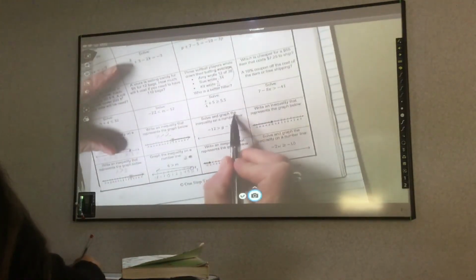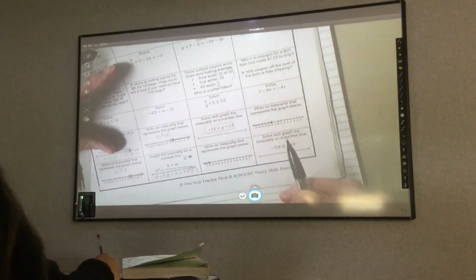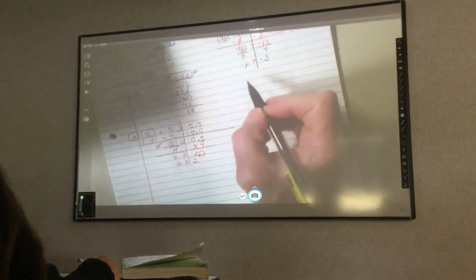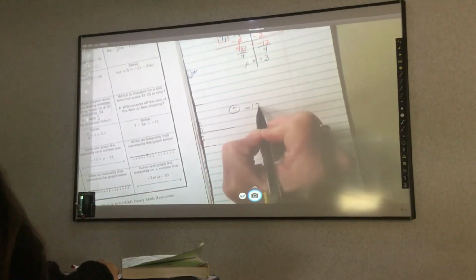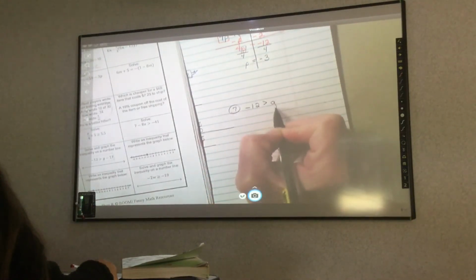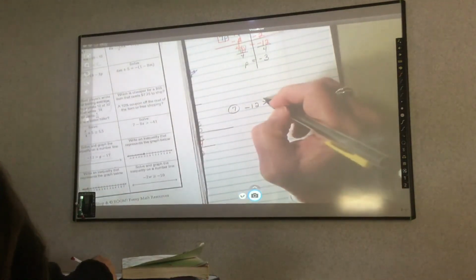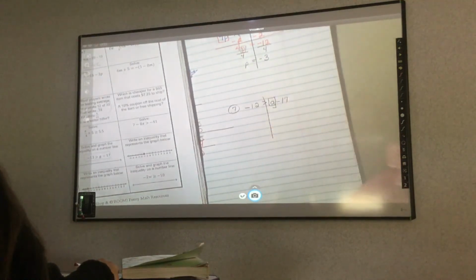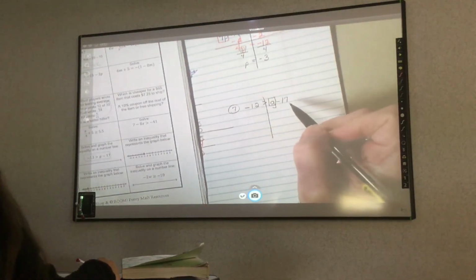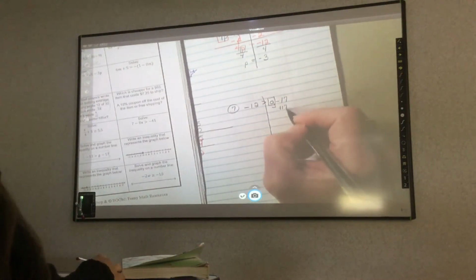For number 7, it says solve and graph the inequality on the number line. So I have to take this problem and solve it first on my paper. So I have negative 12 is greater than g minus 17. Draw my line, box up the g. I need to move the 17 away from the g, so I'm going to add 17 to both sides.